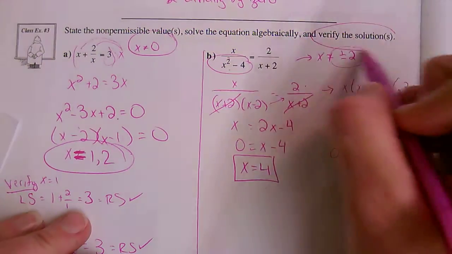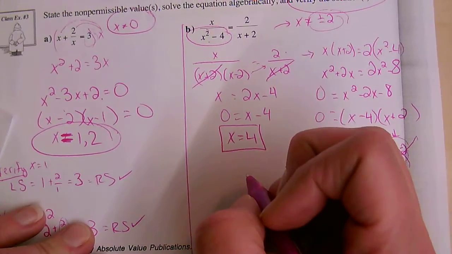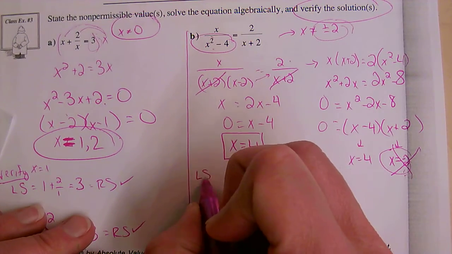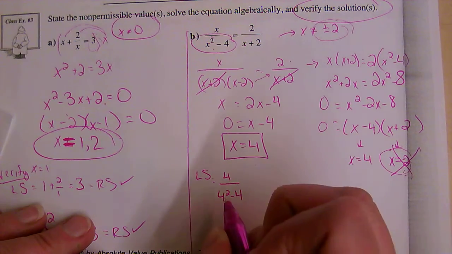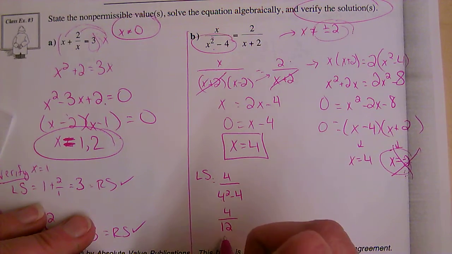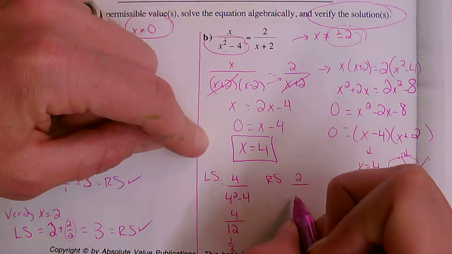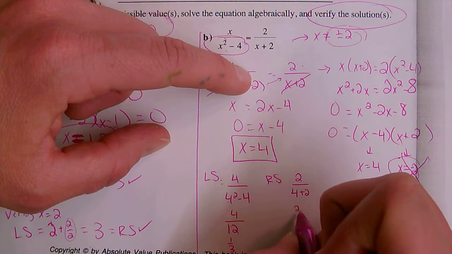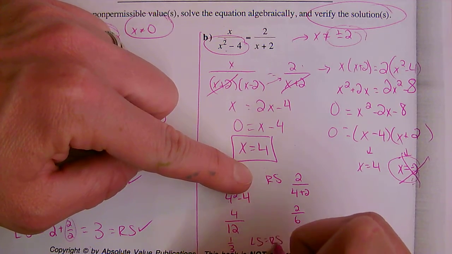And then you would verify. So you could verify left side, right side in your graphing calculator, or you could just plug it in. So left side is going to be equal to 4 over 4 squared minus 4. 16 minus 4, so that's going to be 4 over 12, which is going to be 1/3. Right side is going to be 2 over 4 plus 2, which is 2 over 6, which is also 1/3. Yay, math.